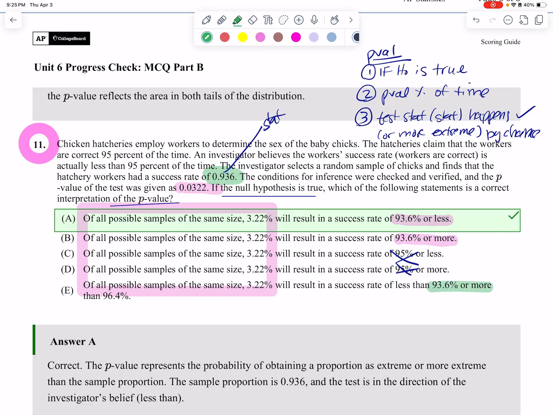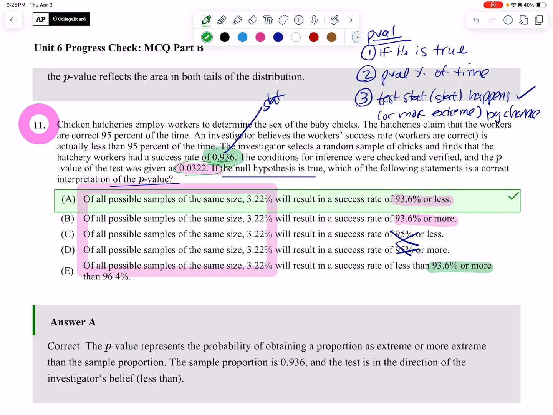Okay. So now we ask, what are we looking for? It's looking for, remember, that or more extreme. So it says we have the investigator's random sample of chicks that finds that the hatchery has a success rate of 93.6% with a p-value of this here. Remember, the sample proportion is the direction of the belief, and it's telling you that it's less. That's why it's less, because it tells you here the hatchery claims the workers are correct 95% of the time, and the belief is that the success rate is actually less than that.